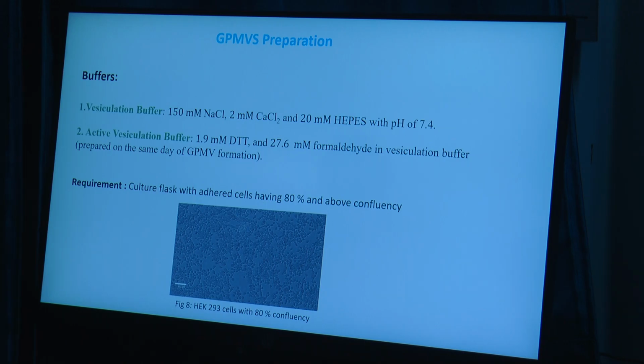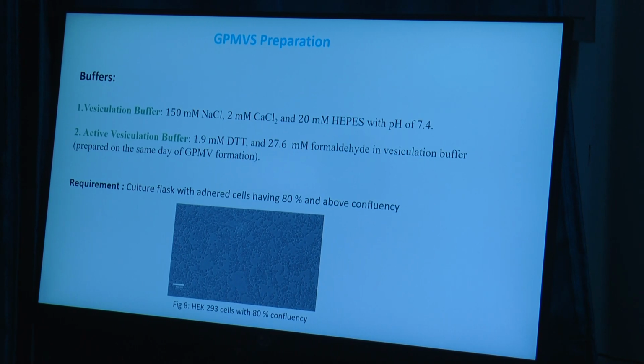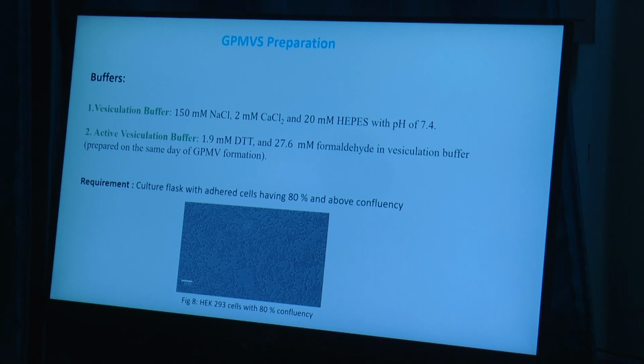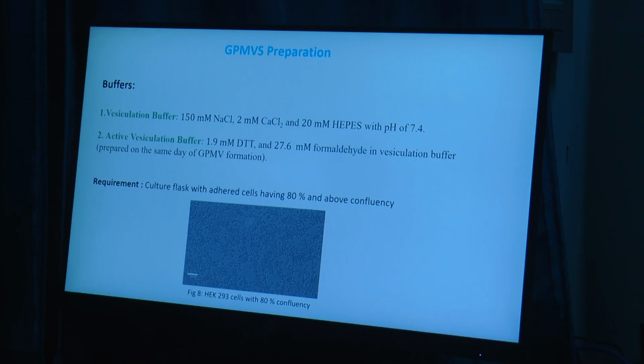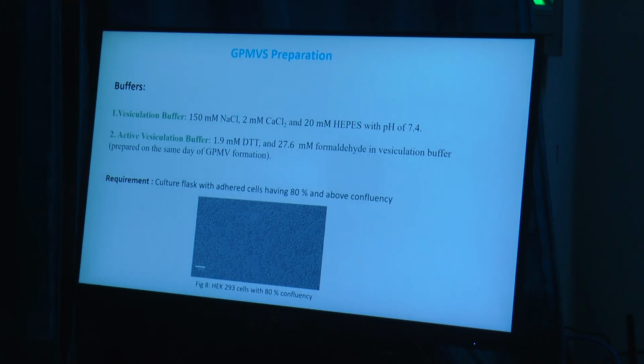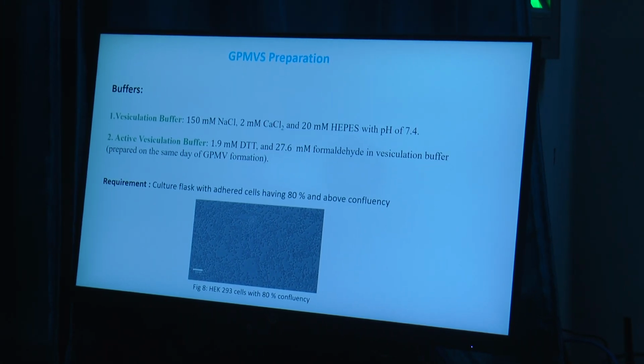Do you add both the buffers together? I'll tell you that. And the final vesicle that you get, is it much larger than the cell size? No, that also I'll show you. It will be smaller actually. Okay, it'll be smaller. I was just wondering whether you can do some tricks.